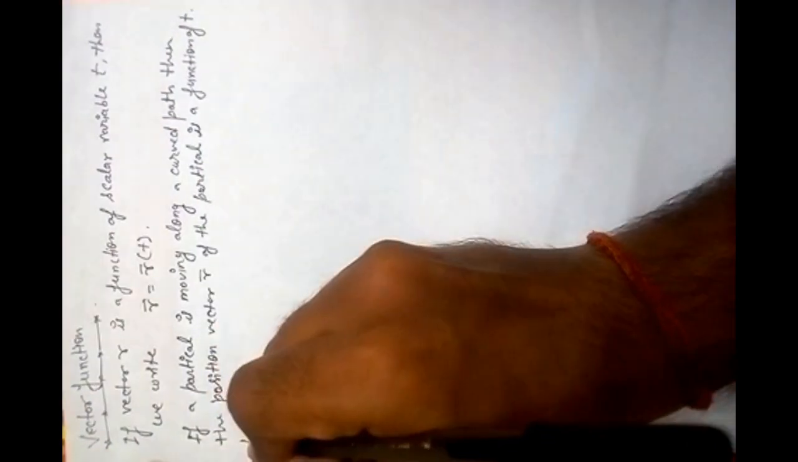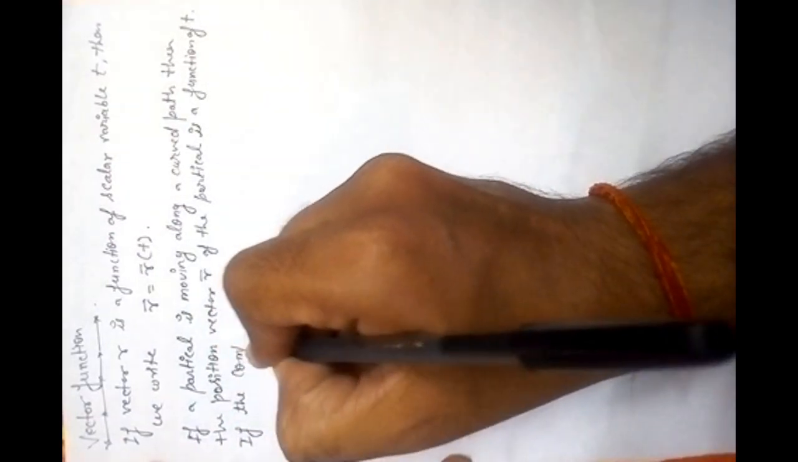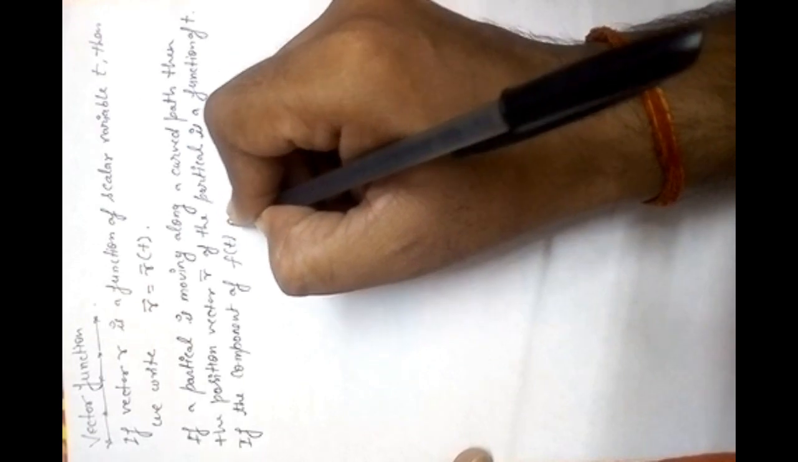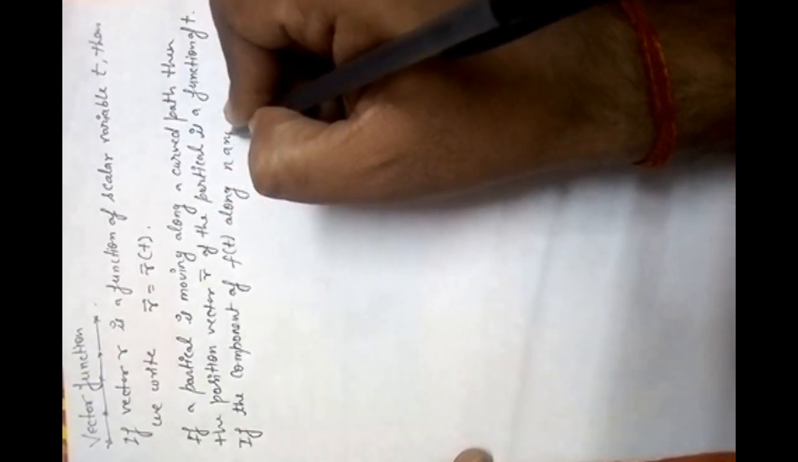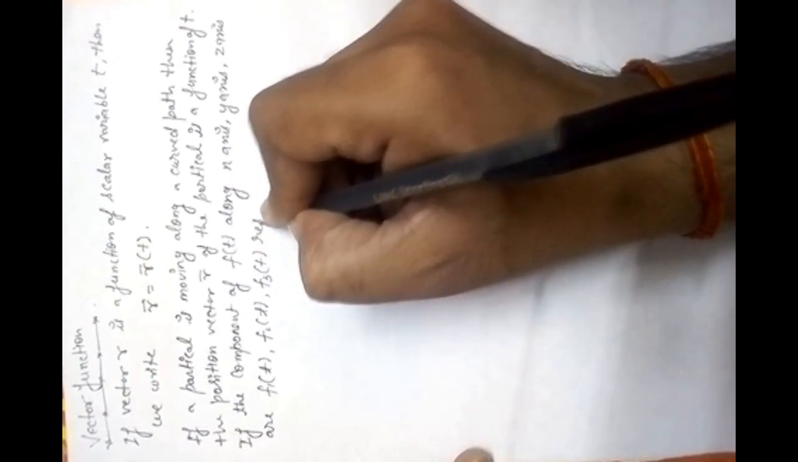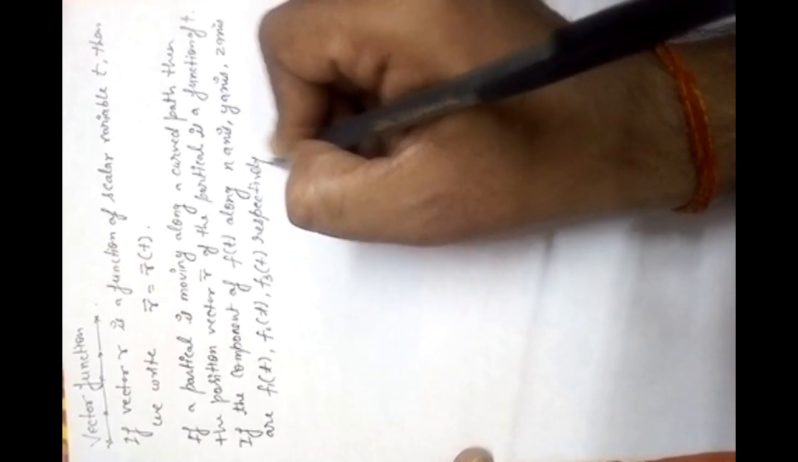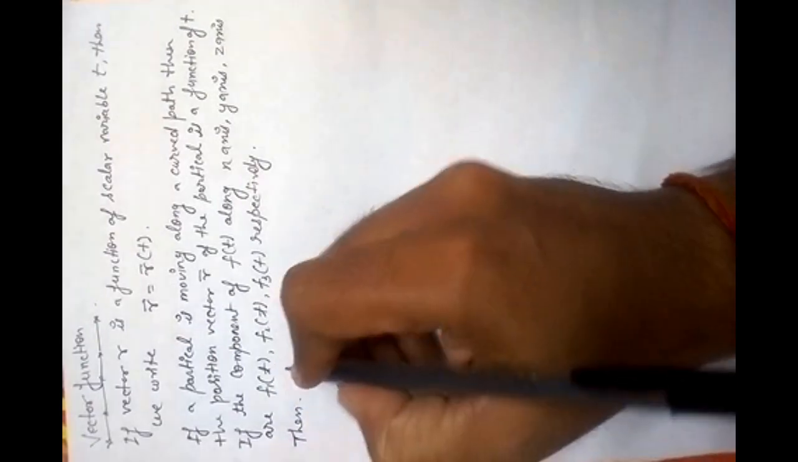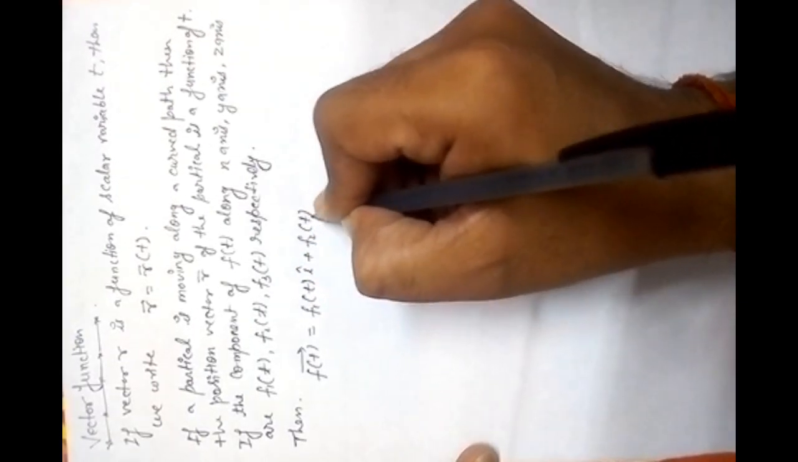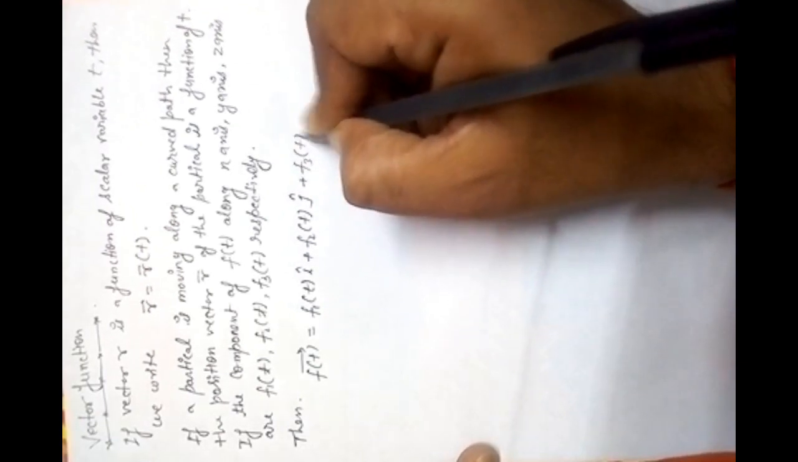If the components of f(t) along the x-axis, y-axis and z-axis are represented as f1(t), f2(t) and f3(t) respectively, then f(t) can be written as f1(t) i unit vector plus f2(t) j plus f3(t) k.